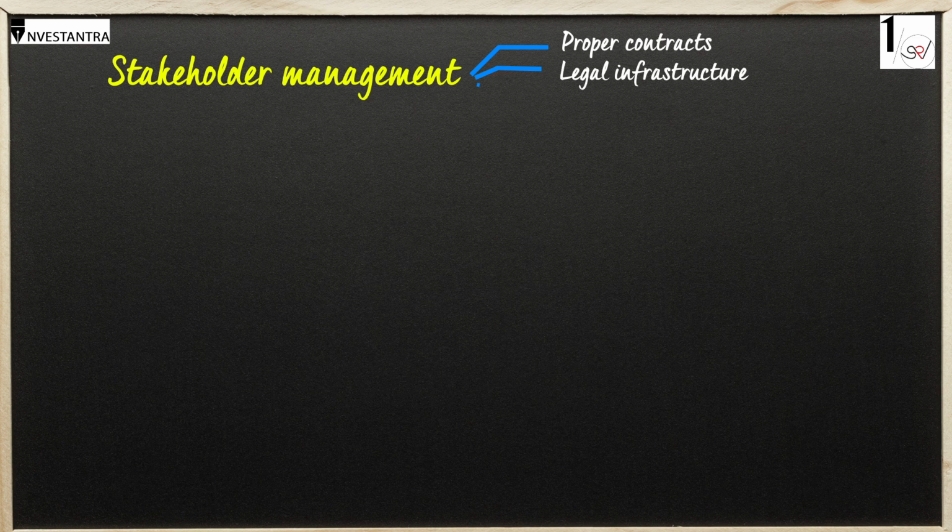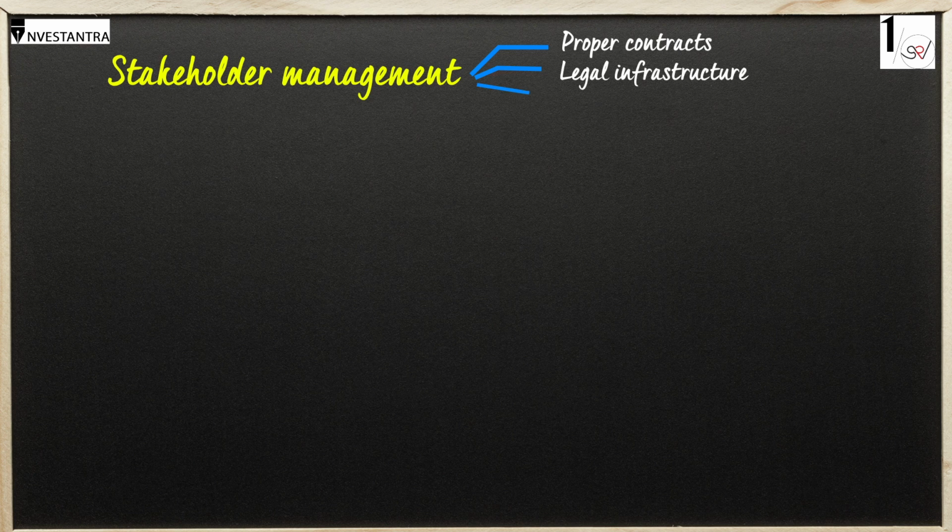Now, what is stakeholder management? It's basically management of stakeholders, right? It's just as the word says, there's nothing complicated about this. But to manage stakeholders, what do you need? You need proper contracts. So if you have employees, managers, board of directors, creditors, you need to enter into proper contracts, right? So infrastructure. So what is legal infrastructure for? If there is a conflict, right?